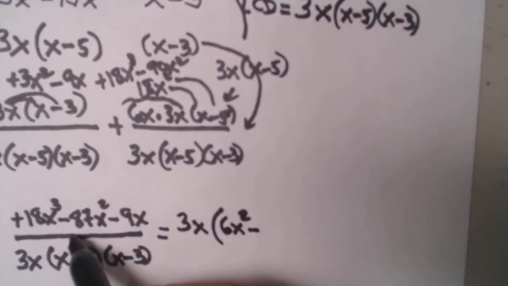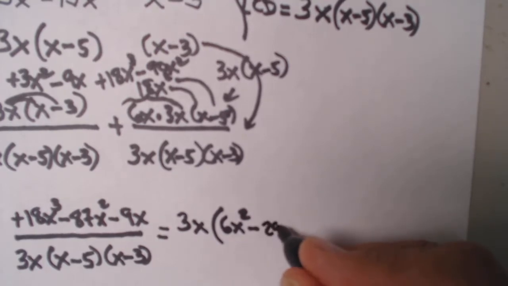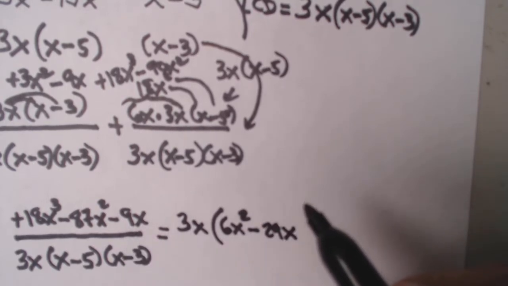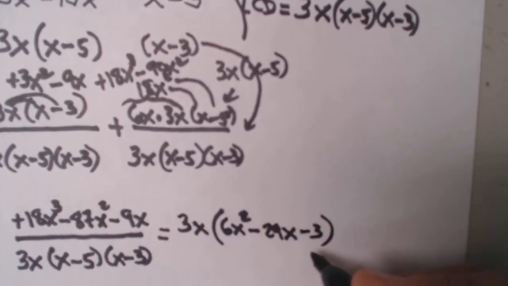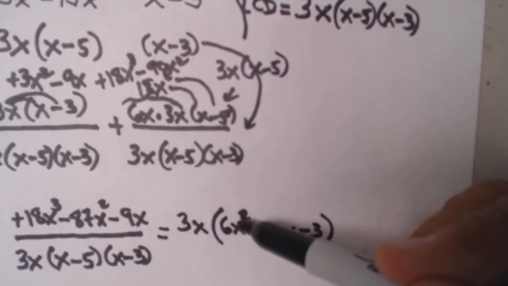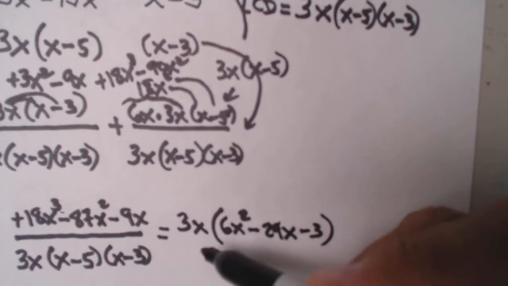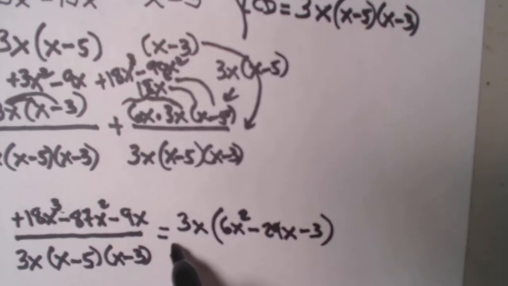So 3 goes into 87. Let's see, I think it's 29 times, huh? And then we have a single x. And then on the tail end here, factoring out the 3x there, it leaves me just minus 3. Now, something like this, you definitely want to check. If I take 3x times 6x squared, I'm going to get 18x cubed. I take 3 times negative 29, that's going to give me negative 87 x squared, and then 3x times negative 3 will give me negative 9x. Okay, so that looks good.